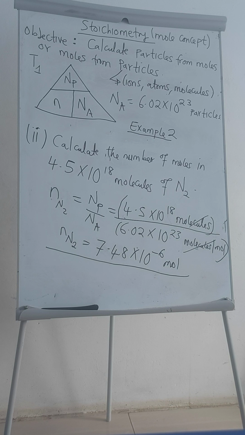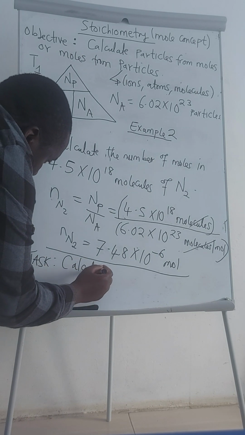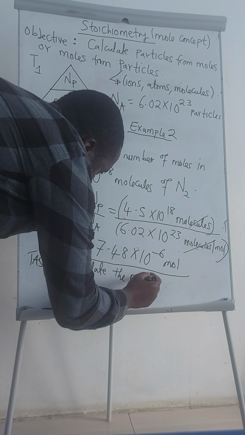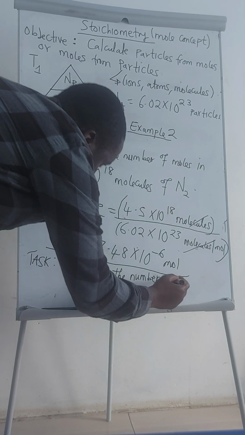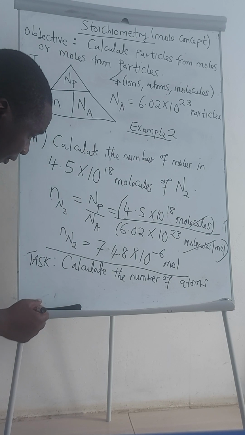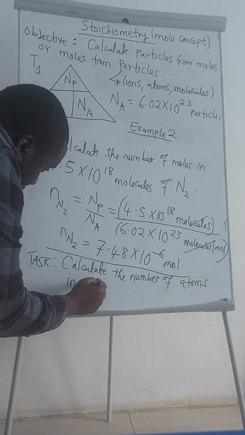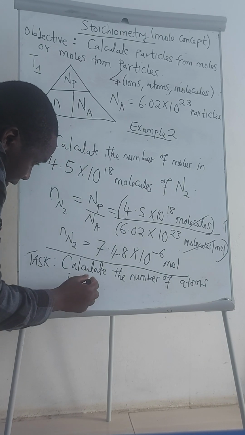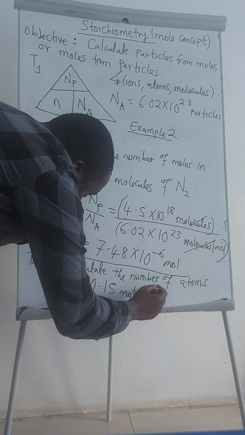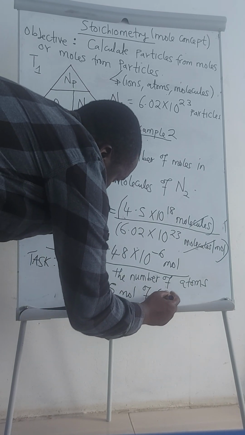Now the question for you to task: calculate the number of atoms in 0.5 moles of copper.